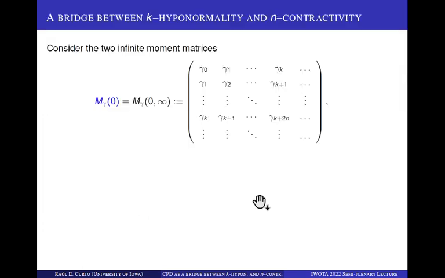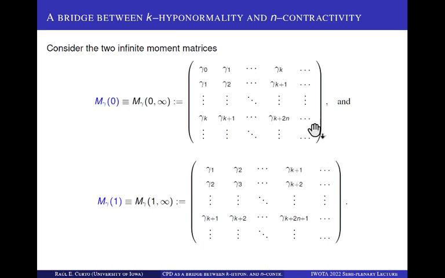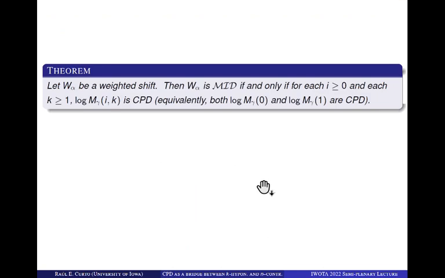So let's consider the following two matrices. In our case, these are now weighted shifts, and these are the moment matrices associated with these two. These are the matrices that Stieltjes in 1894 considered to solve the moment problem for the positive part of the real axis. And then look at the weighted shift. W is MID if and only if for each i and each k, the log of M gamma ik is CPD, or equivalently, both the log of M gamma 0 and the log of M gamma 1 are CPD.